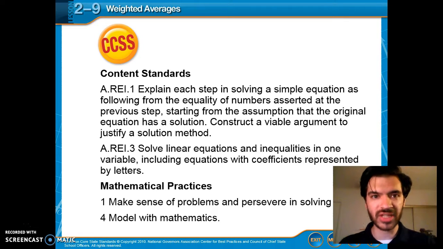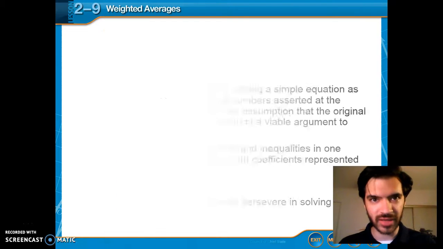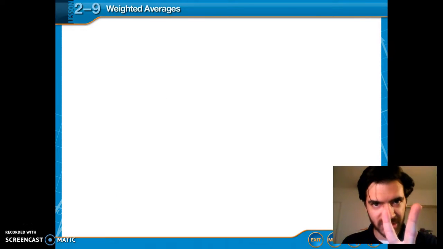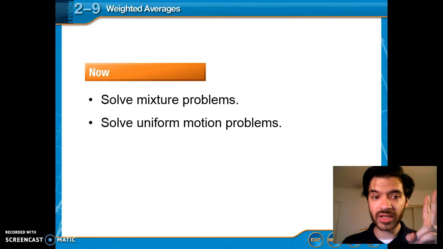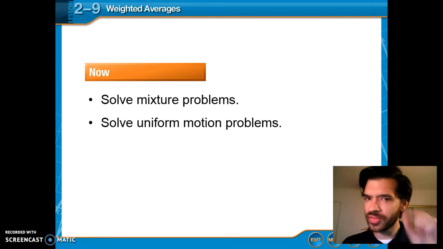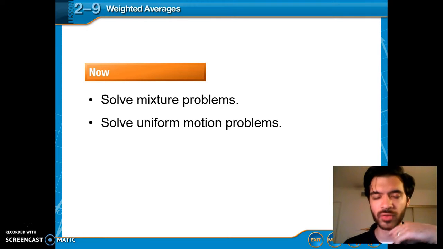Here are the different standards that are covered in this lesson. Forget it. We're going to move forward. We got two objectives today. Two of them. Solve mixture problems and solve uniform motion problems. They're pretty similar in a way. There is one difference that we will have to go over, one different type of problem from the rest, but the others follow the same type of pattern.